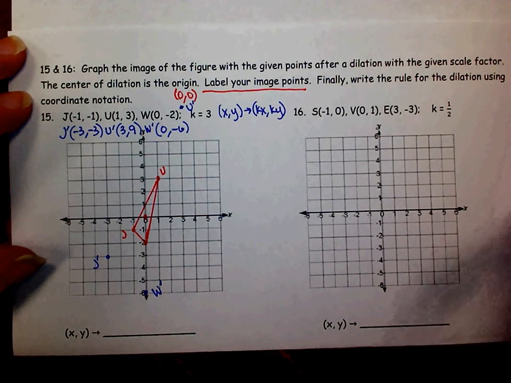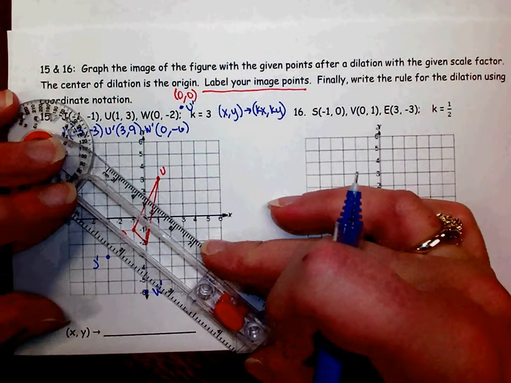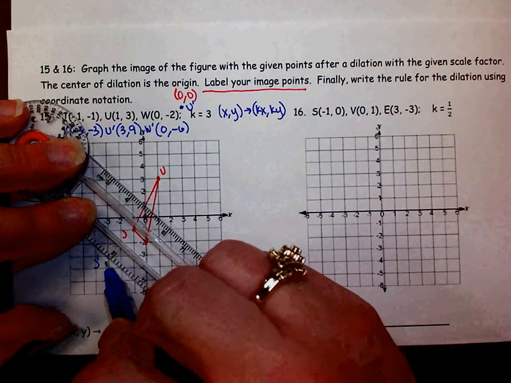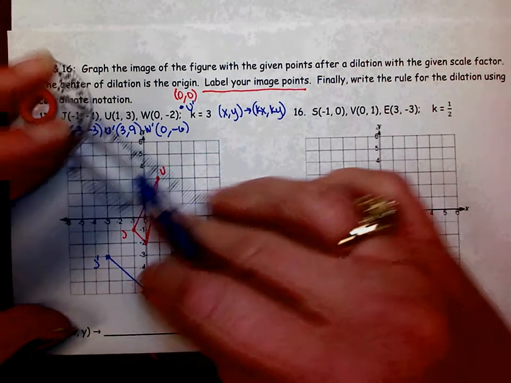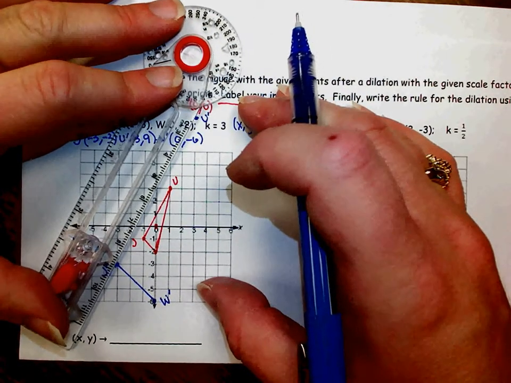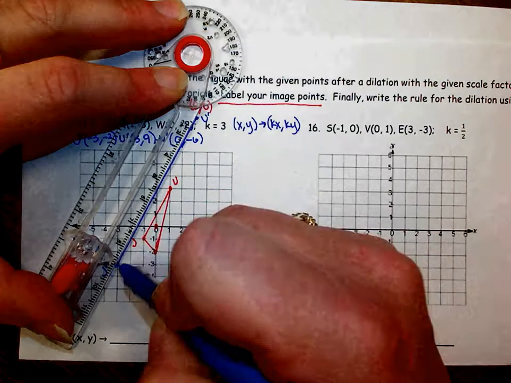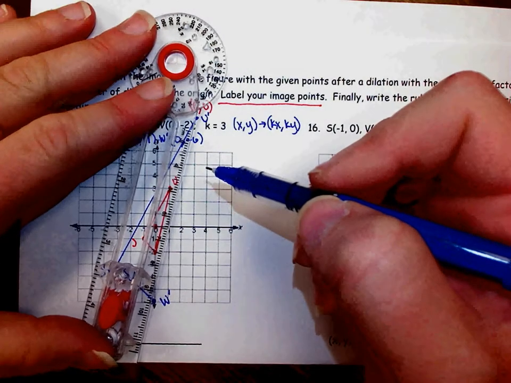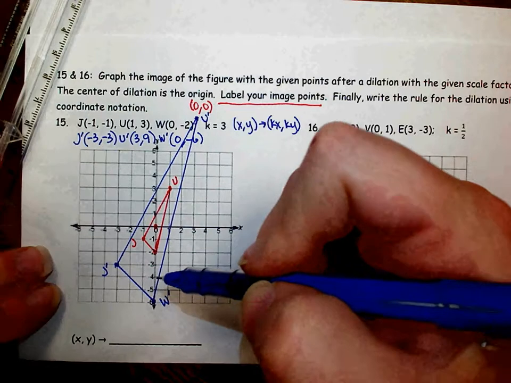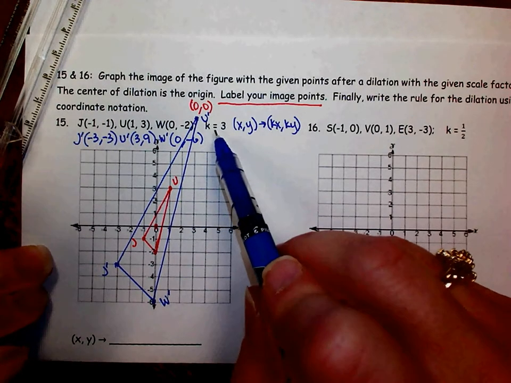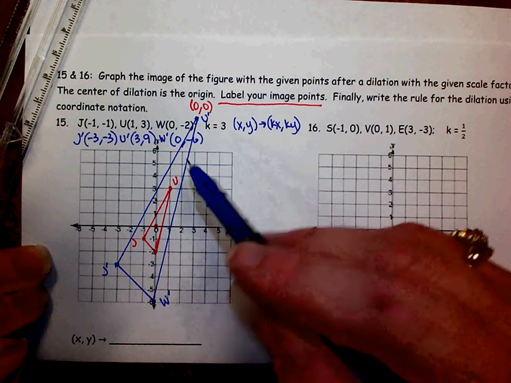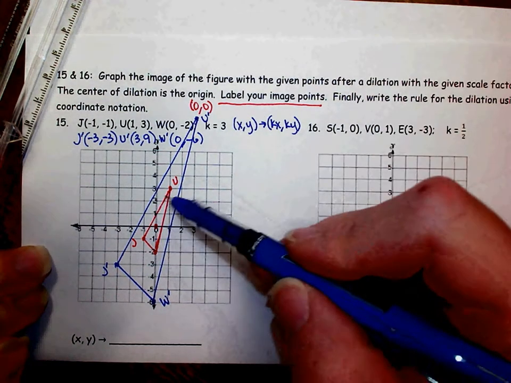The last thing I'm going to do, since we're dilating the triangle, is to actually connect these image points to make my dilation. So I'm connecting these with my straight edge. And then I'm going to check to make sure that my result makes sense. A couple of things to check for. Since my scale factor was larger than 1, I know that my figure was getting bigger. Here's my original, and the blue is my image.